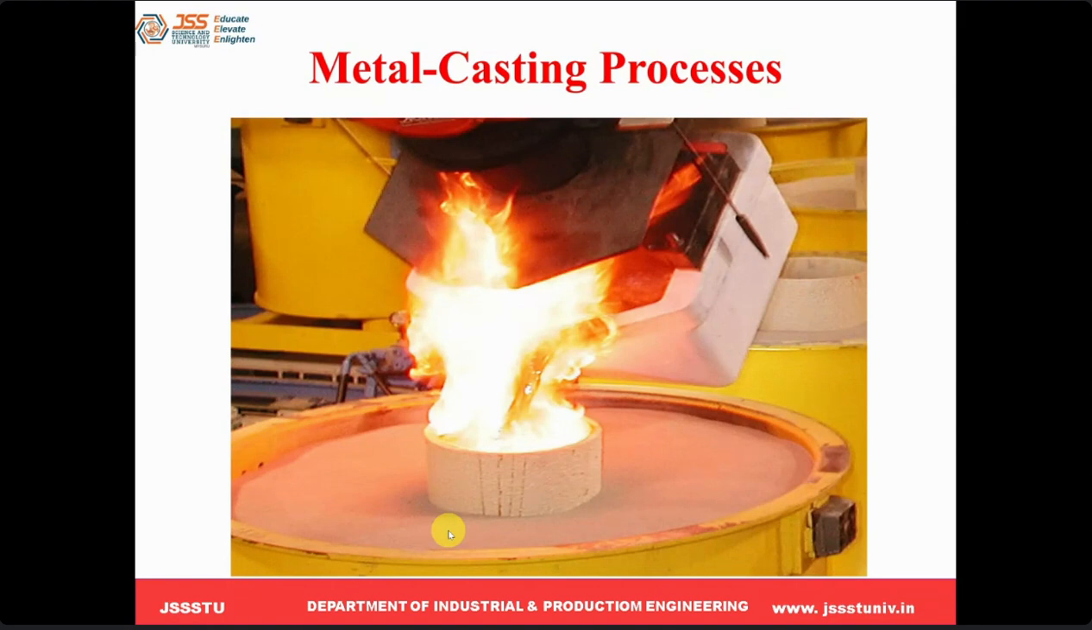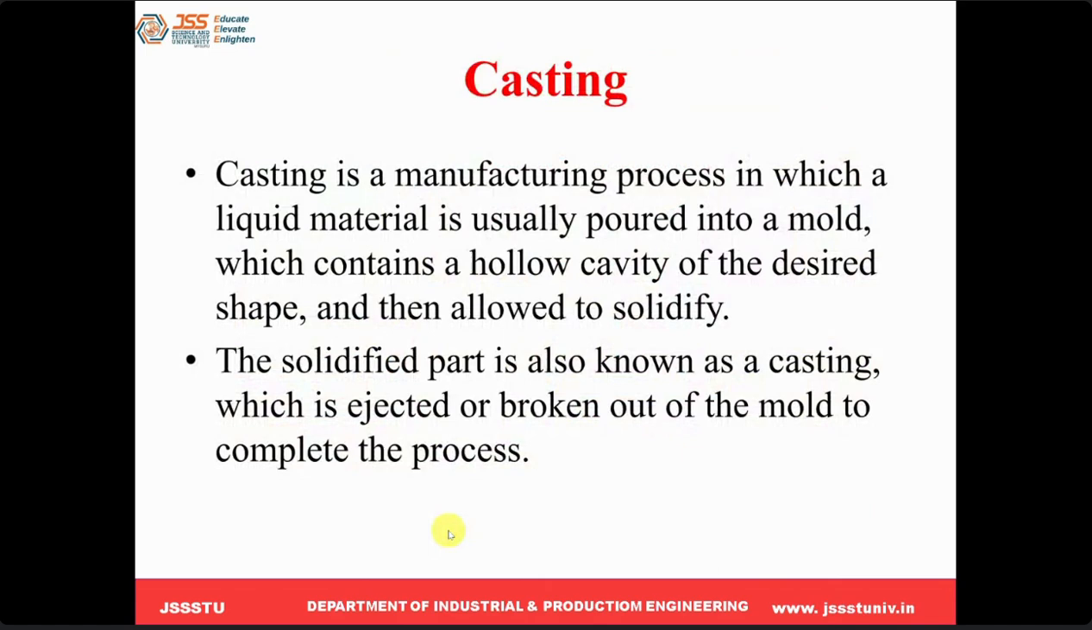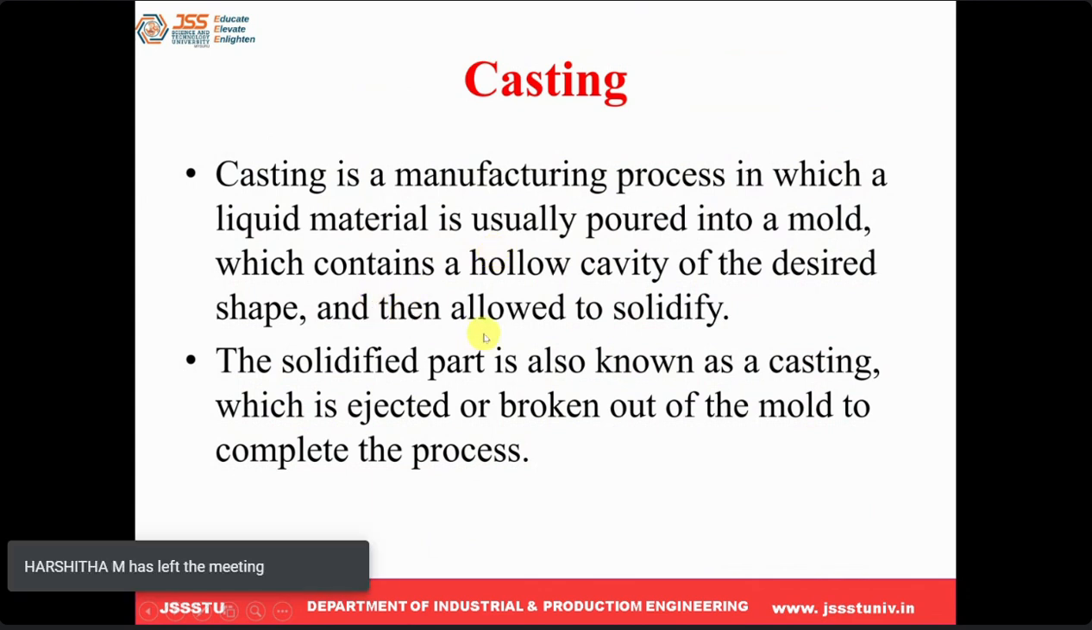Out of these processes, we are going to take up the very basic ones. It's one of the oldest manufacturing technologies, which we are still using today. It is called the metal casting process. So what is casting? Casting is a manufacturing process in which a liquid material is usually poured into a mold, which contains a hollow cavity of the desired shape, and then allowed to solidify.